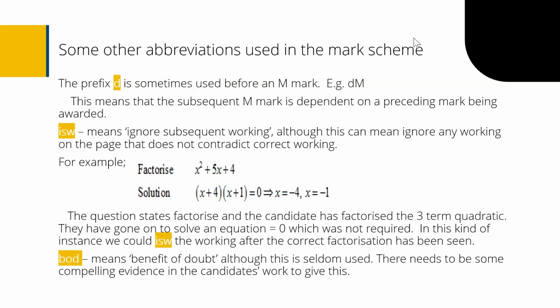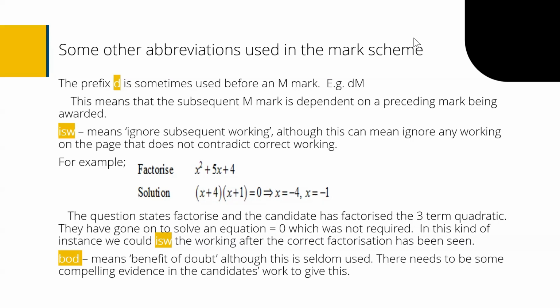Then finally, BOD at the bottom, benefit of doubt. Although this is seldom used, there needs to be some compelling evidence in the candidate's work to give this. So those are the things that the examiners do to support our students as long as they can, within a certain limit, which is important to be aware of.